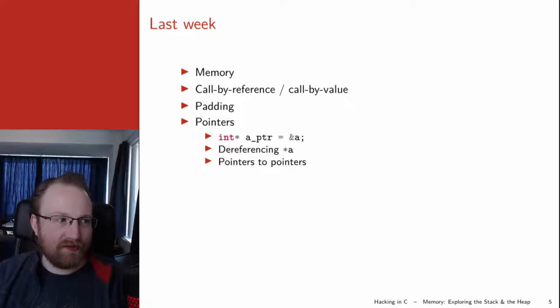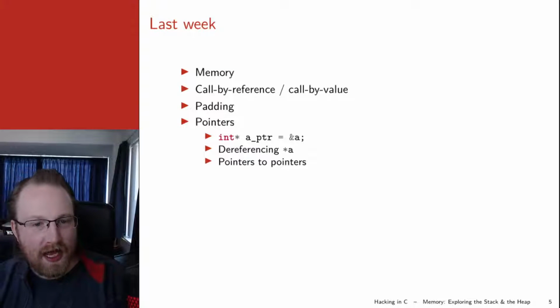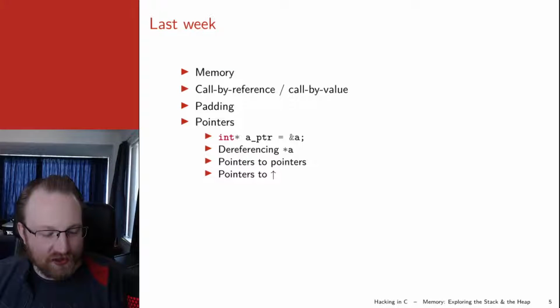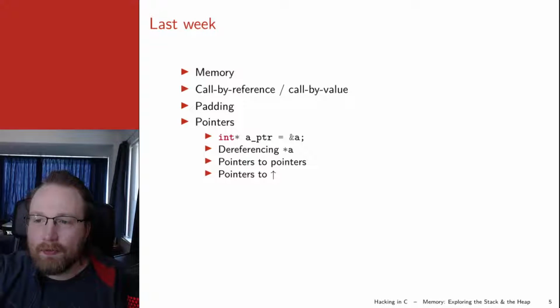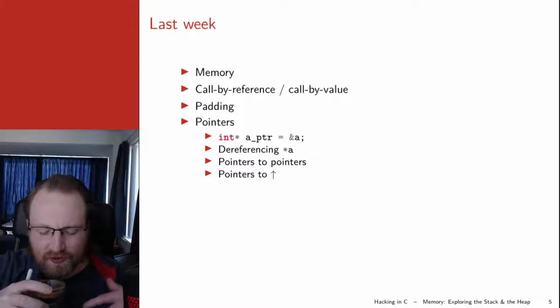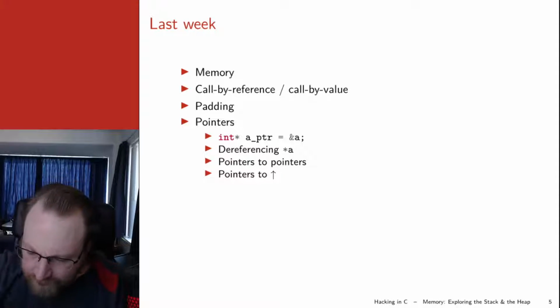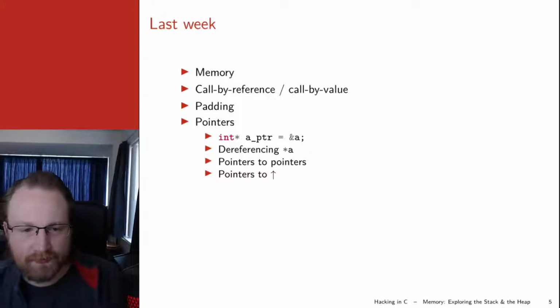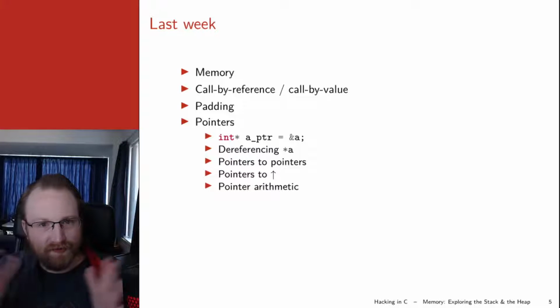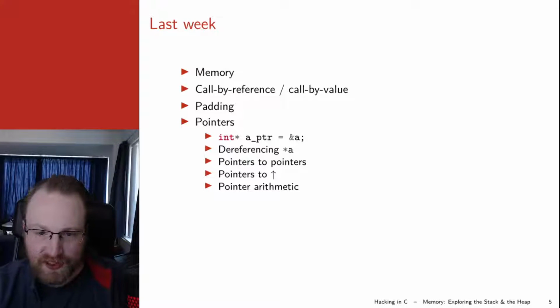We saw that you can have pointers to pointers, and pointers to pointers to pointers. It's pointers all the way down. You can do this as much as you like, except it becomes a bit useless after the third dereference, the third abstraction layer. And finally, we saw pointer arithmetic, where if you add 1 to an int pointer, the value stored there actually goes up by 4, because it goes up by the size of the integer.